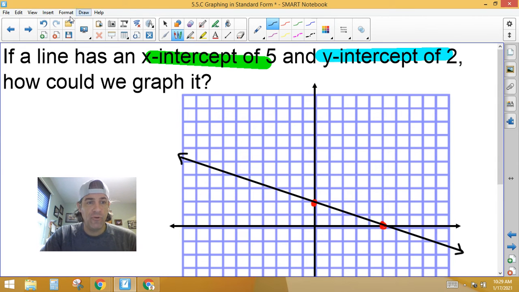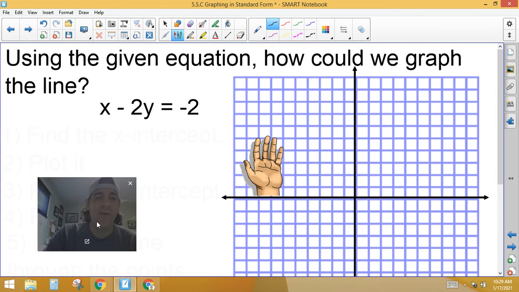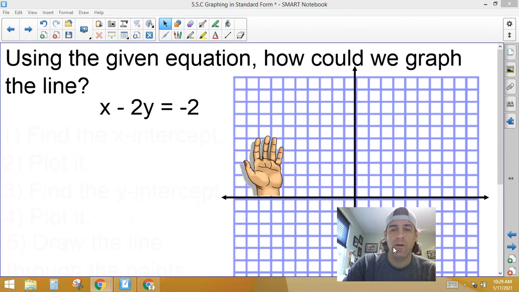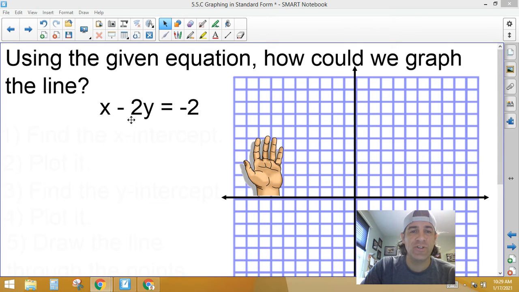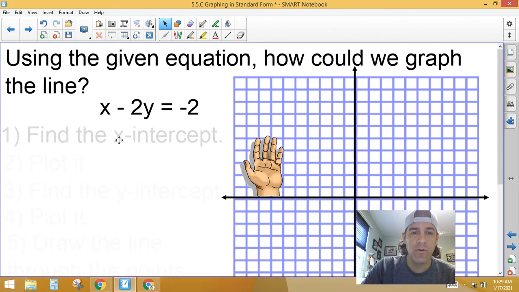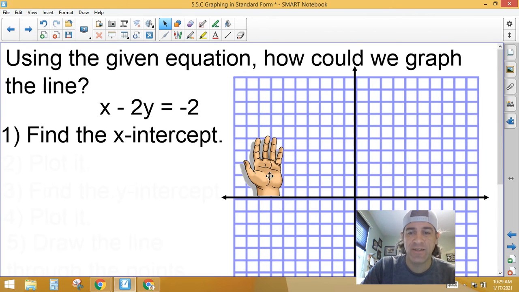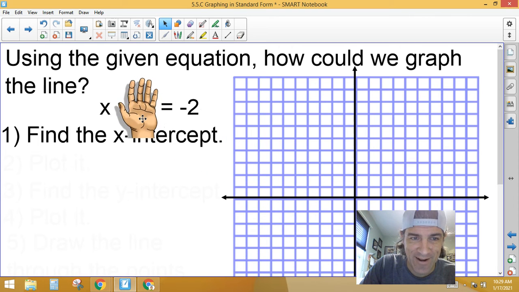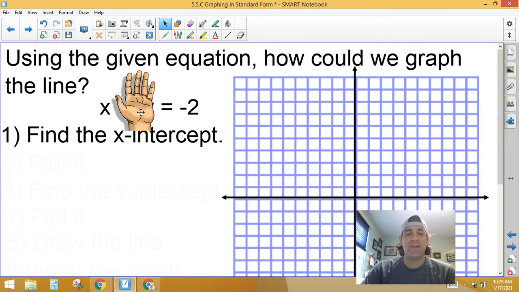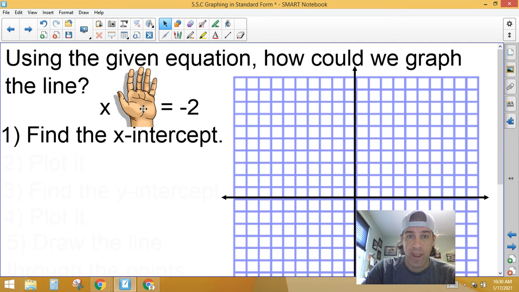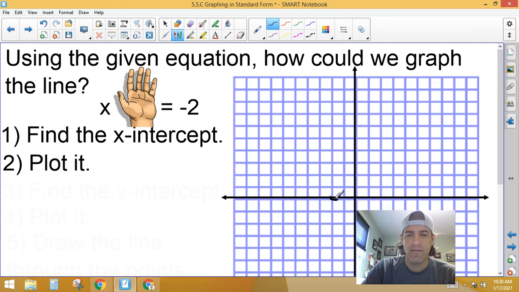All right, let's now go to our last step. What if we have the actual equation here? If we have the equation x minus 2y equals -2, how could we graph that line? Well, the first thing we want to do is find the x-intercept. My x-intercept is where my y is 0, so I'm covering up my y to make it go away, and I'm left with x equals -2. So what I then do is plot that point where x is -2.